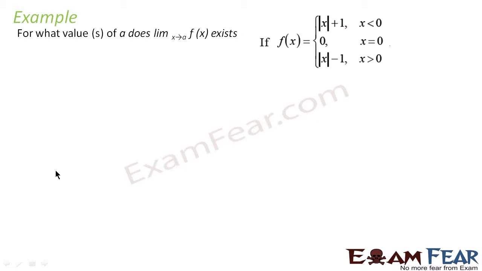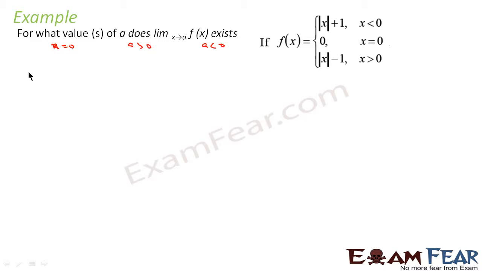Here we have to find the values of a for which this limit, x tends to a of f(x), exists for this function. So we have three options: a is equal to 0, a is greater than 0, and a is less than 0. So you can have three values. Because this function is of this form, that means this function breaks at 0. So we'll try to find whether the limit exists at this point. So first, a is equal to 0.